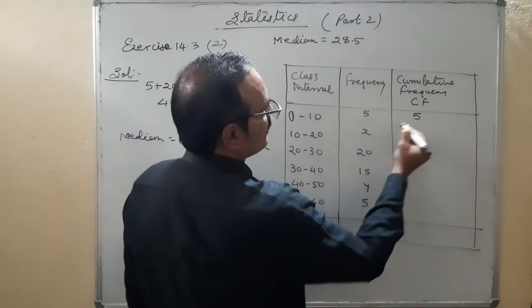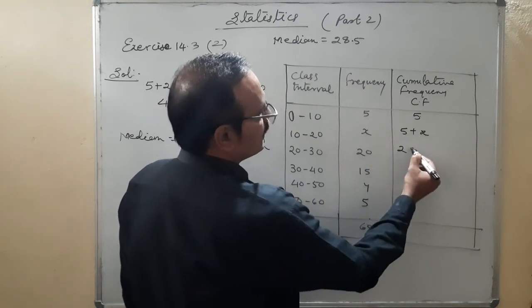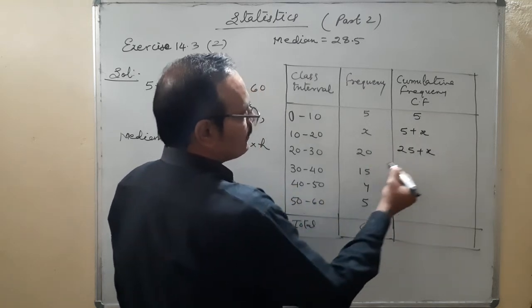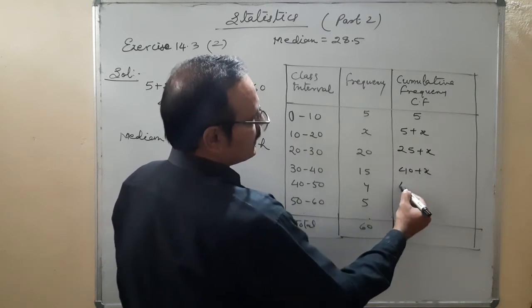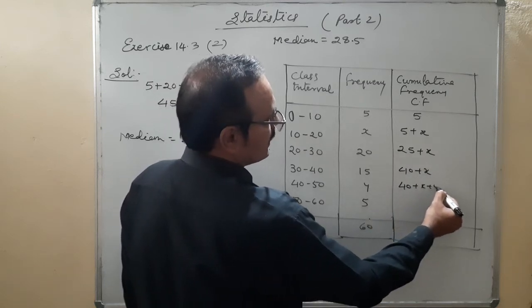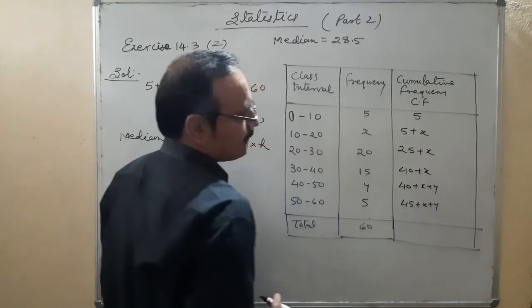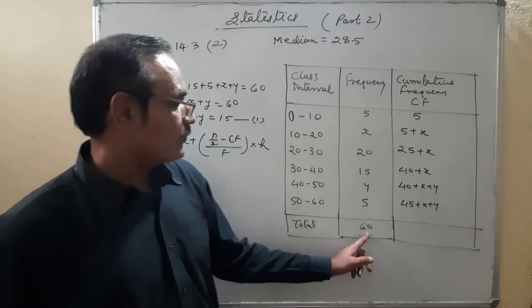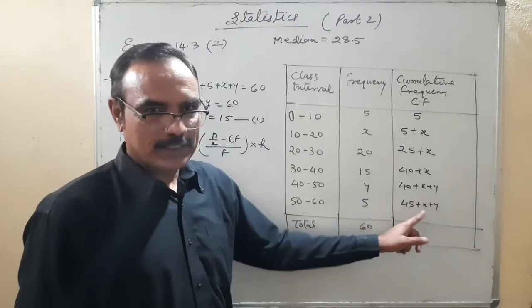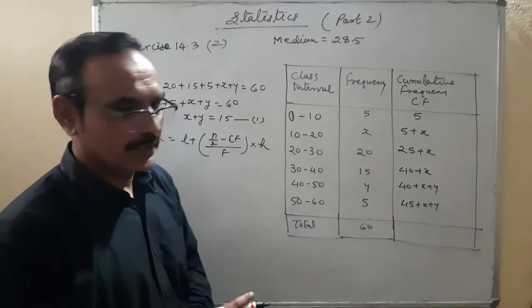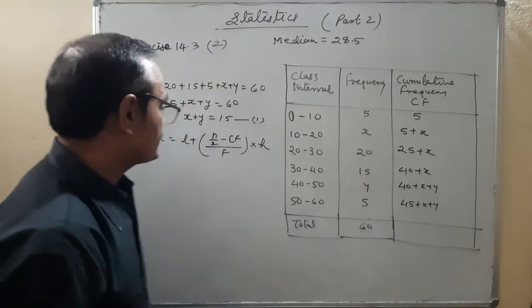How to find cumulative frequency? 5, then 5 plus x, 5 plus x plus 20 is 25 plus x, 25 plus x plus 15 is 40 plus x, 40 plus x plus y, and then 45 plus x plus y. Both the numbers are same. 45 plus x plus y is equal to 60. Therefore, x plus y is equal to 60 minus 45. Already we have got it. Now we are finding CF.